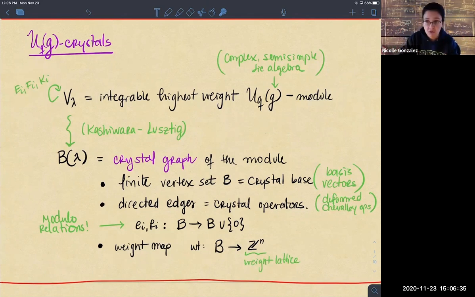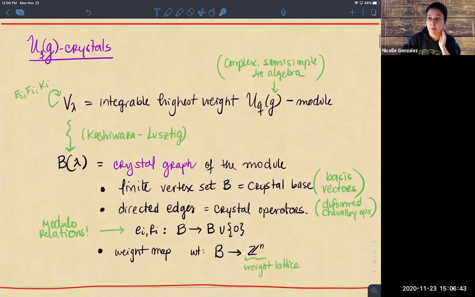So crystal graph, literally just a graph. That's all we want to think about, is a graph with directed edges. Great. Questions about this slide?